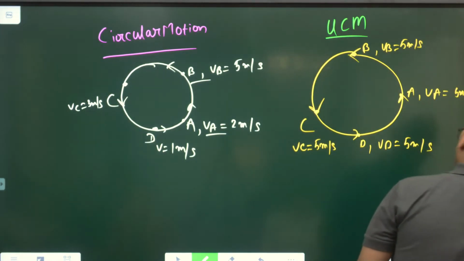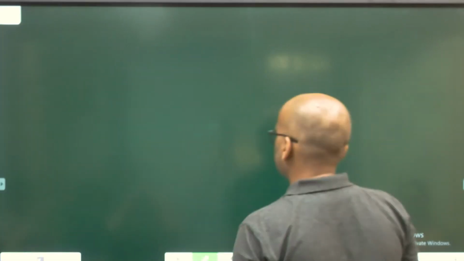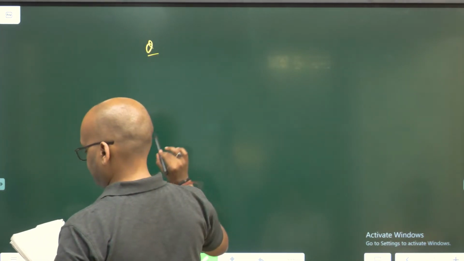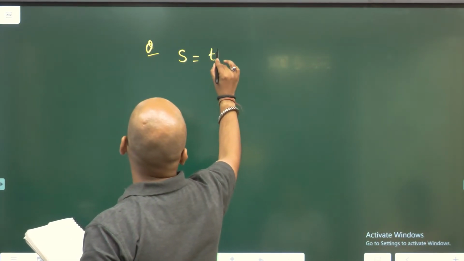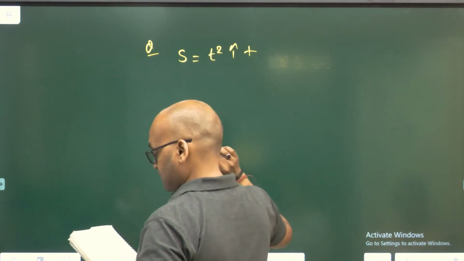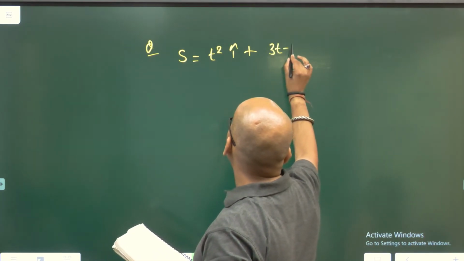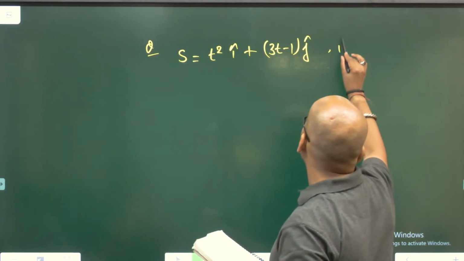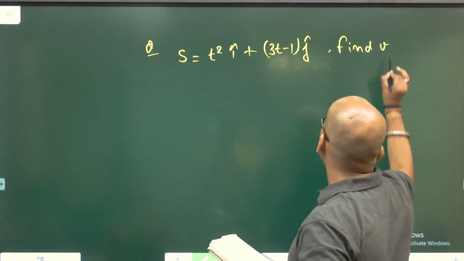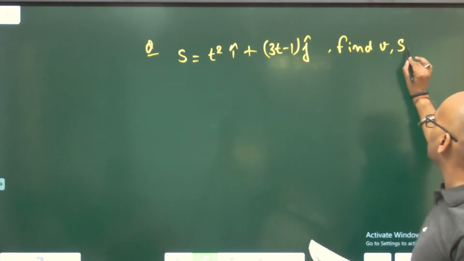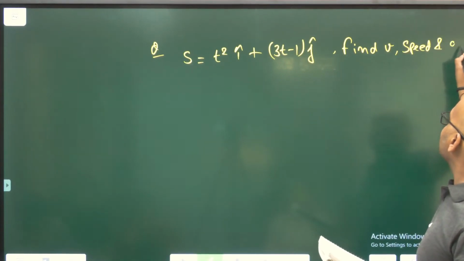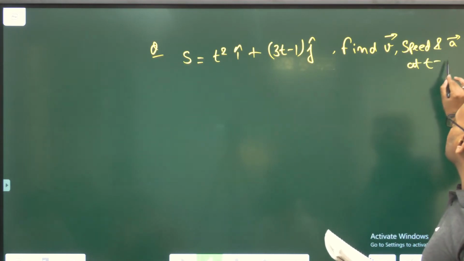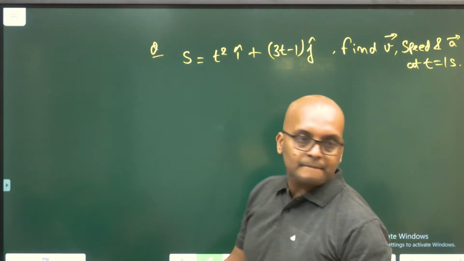Now do this question. Everyone, solve this. S is equal to t square i cap plus 3t minus 1 j cap. Find velocity, speed and acceleration at t equals 1 second. Yeah, what's the answer?